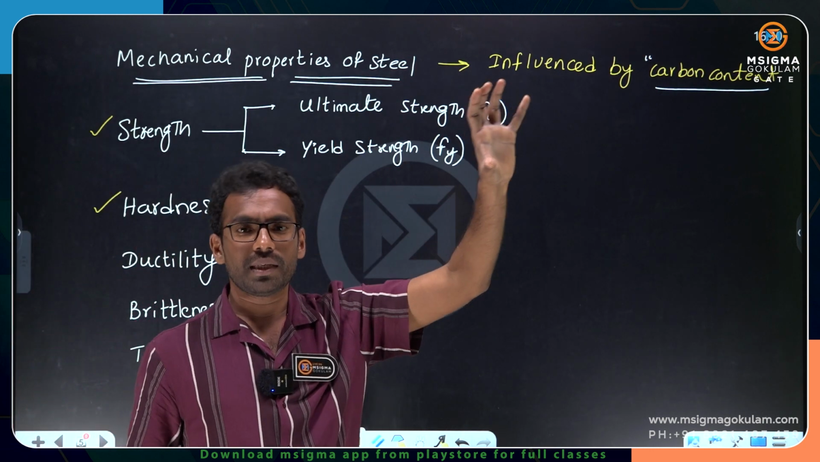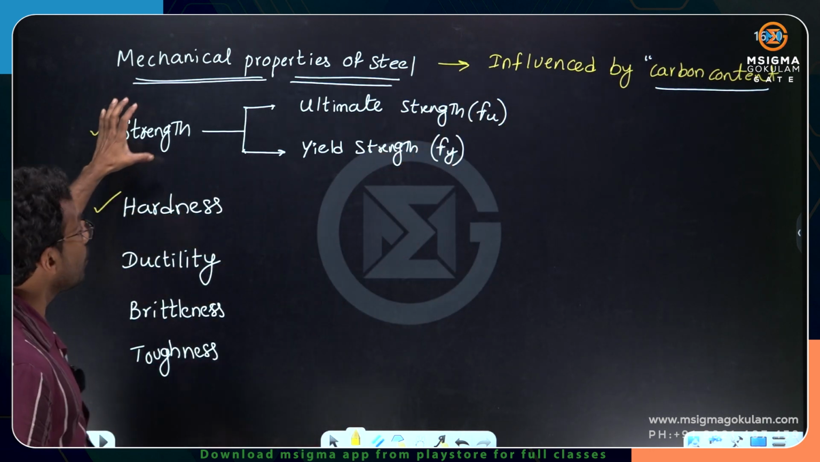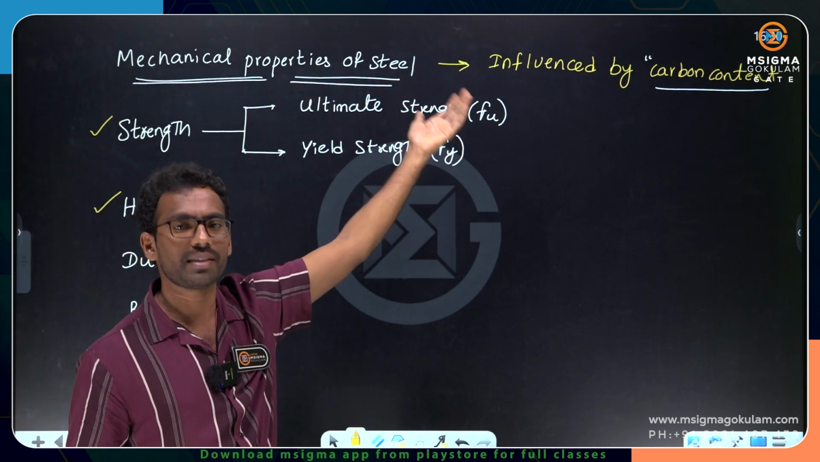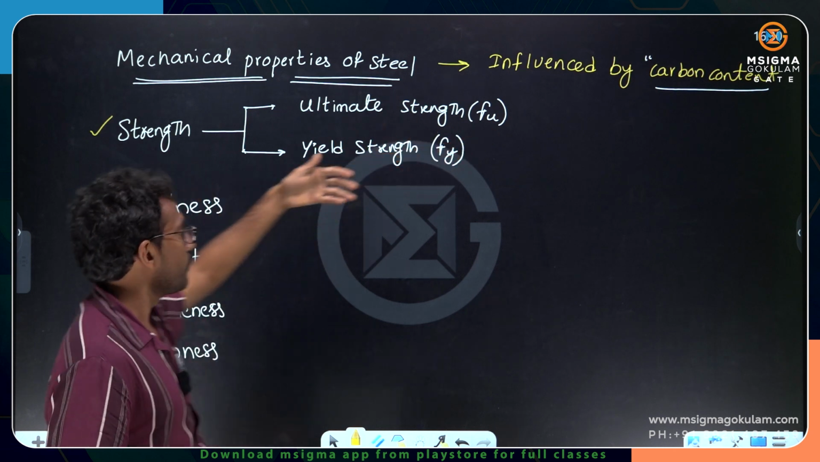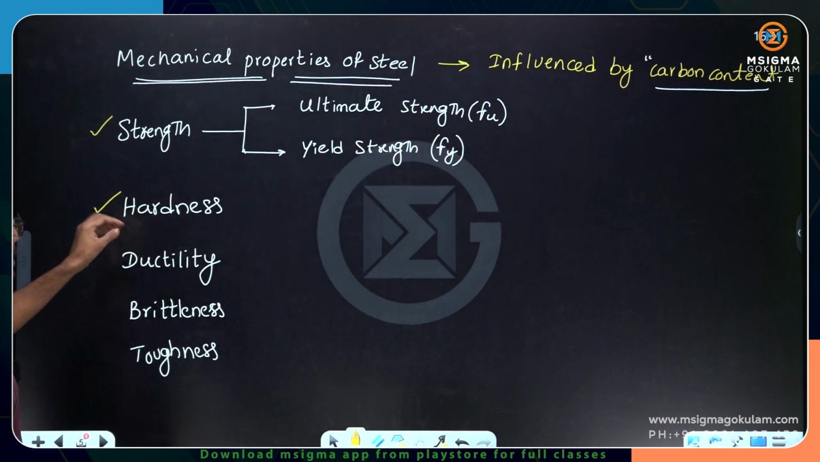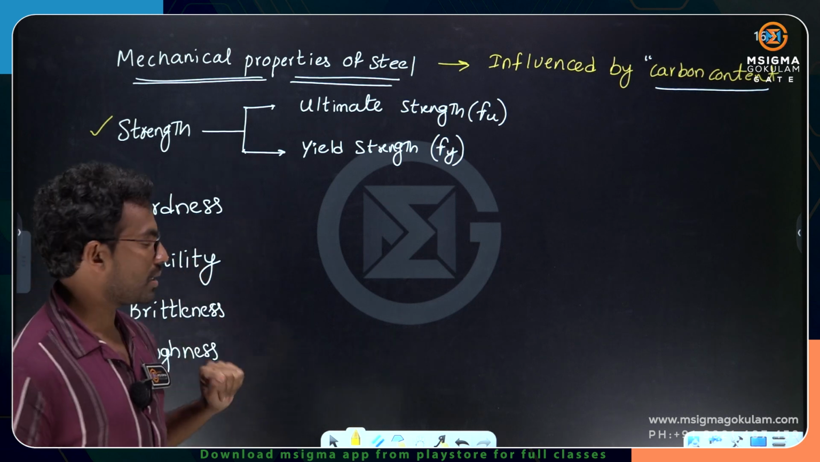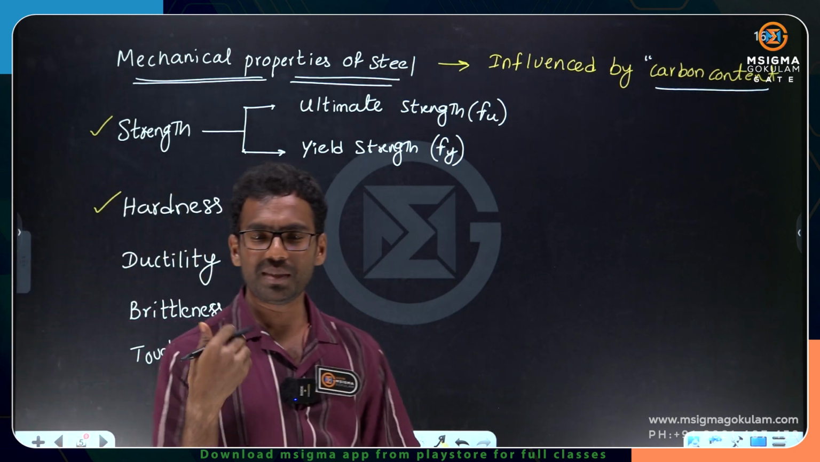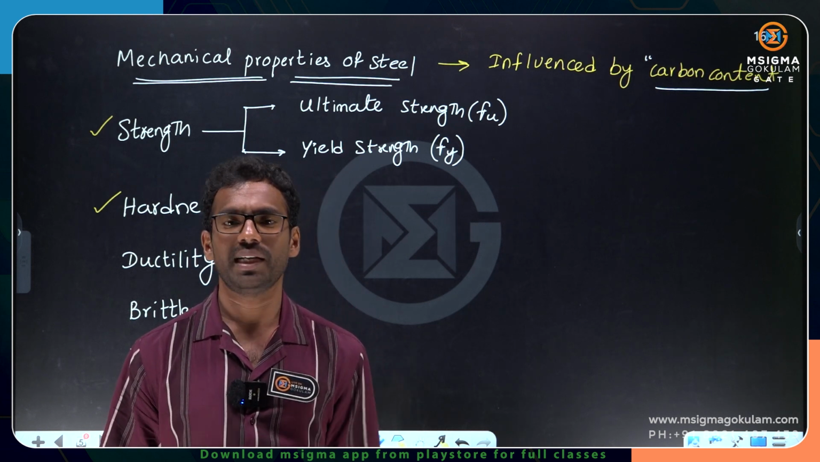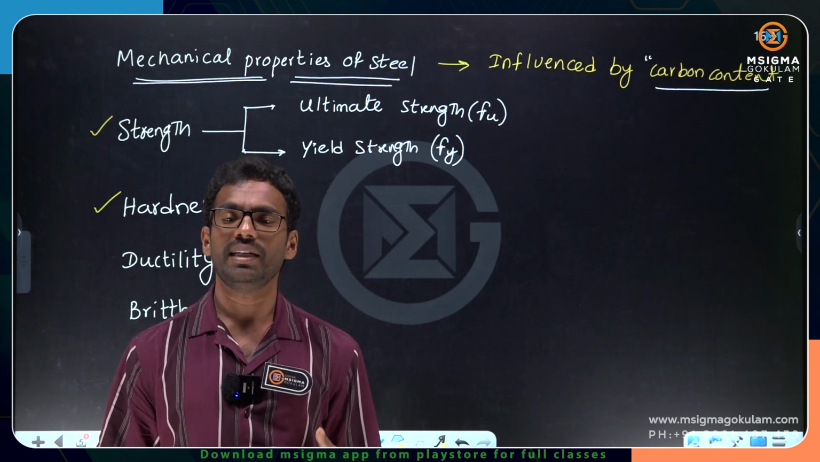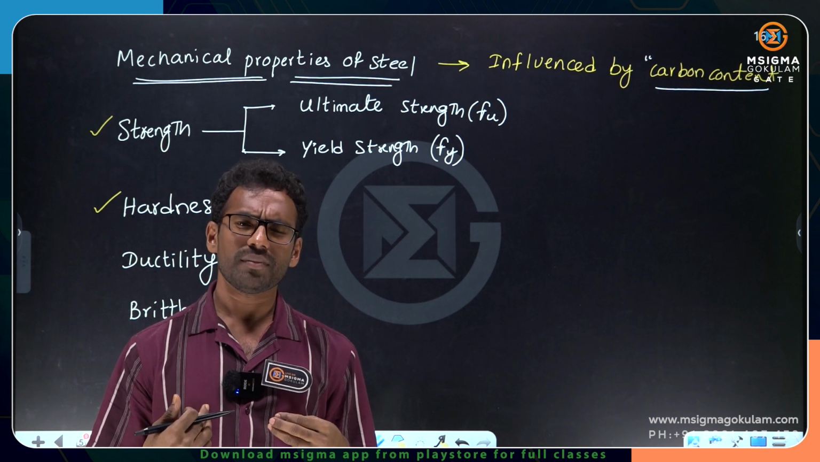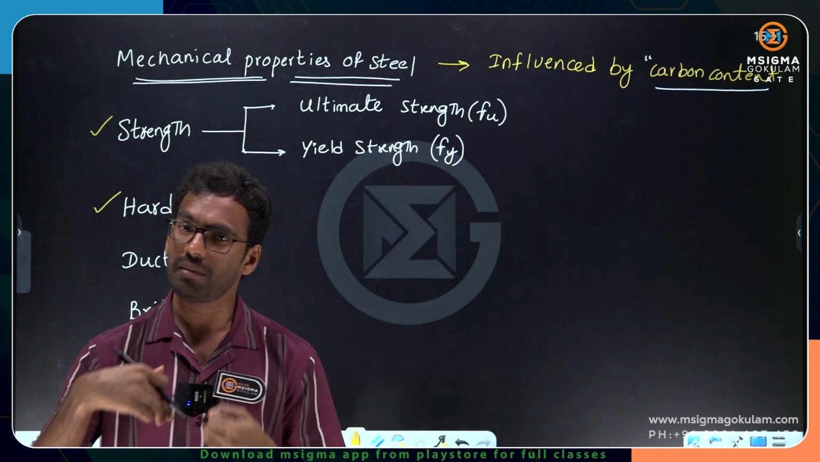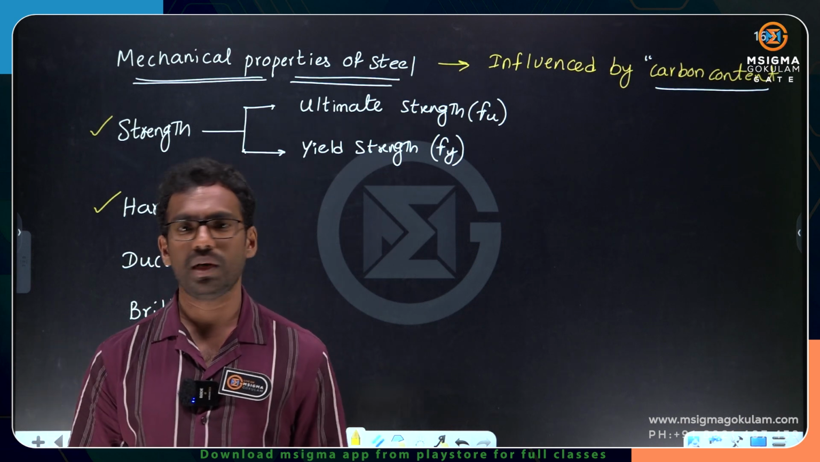So the higher the carbon content, the higher the strength. What strength? It may be yield strength, it may be ultimate strength. Both strengths will increase when you increase the carbon content. And one more thing, when the carbon content increases, hardness also increases. Please understand that. Now coming to ductility. As I told you already, what is the meaning of ductility? The resistance offered by a material against complete failure, sudden failure, is called ductility.